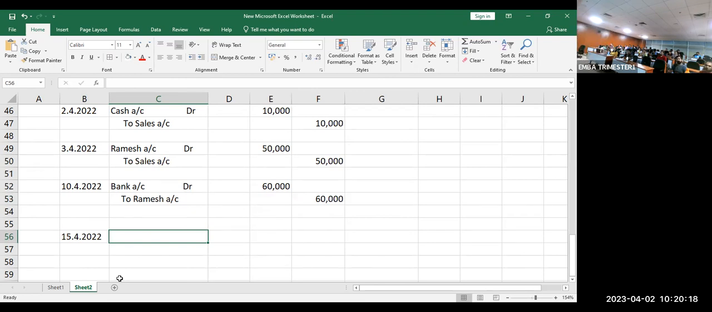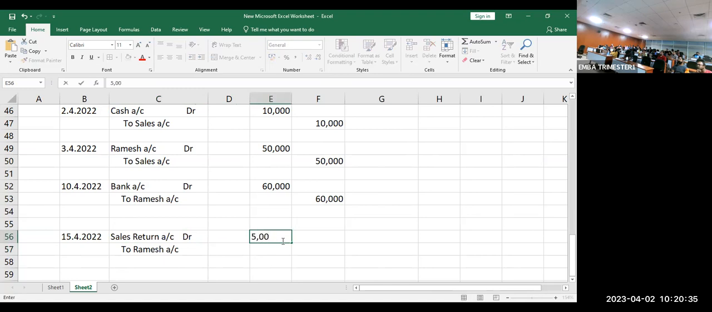Okay. What's the entry we will make now? Sales return account debit to Ramesh account. ₹5,000 worth of goods. You are agreeing, okay, you need not pay 5,000 rupees. That's okay. We received goods from you.